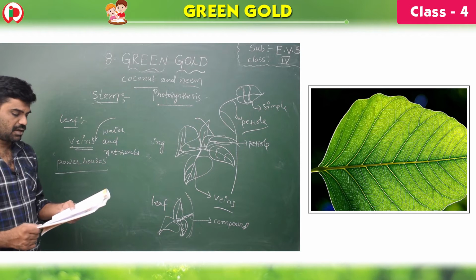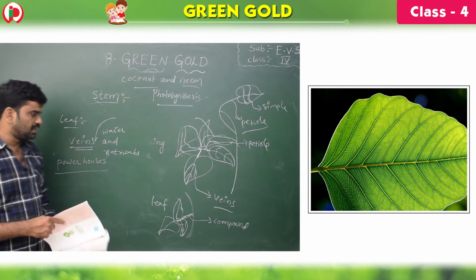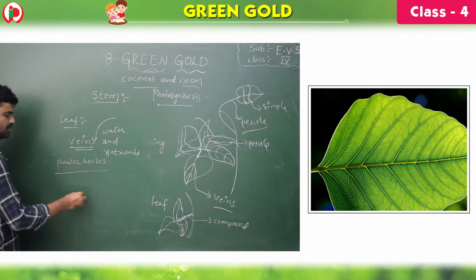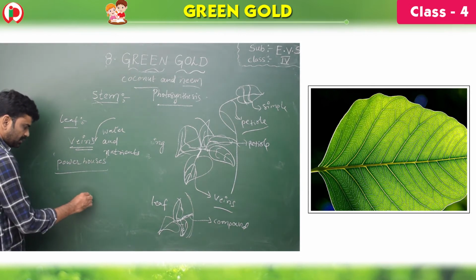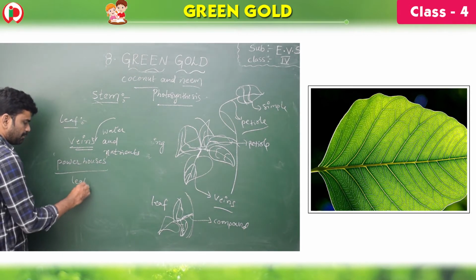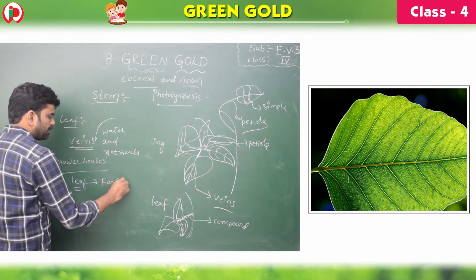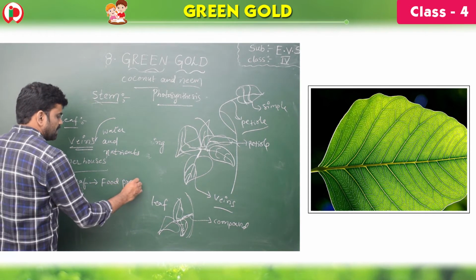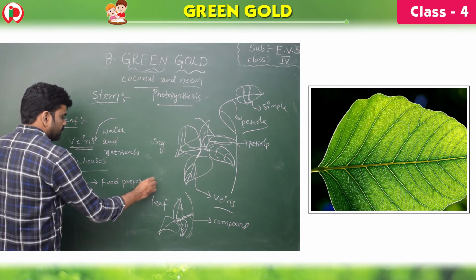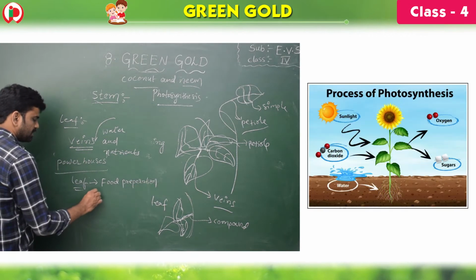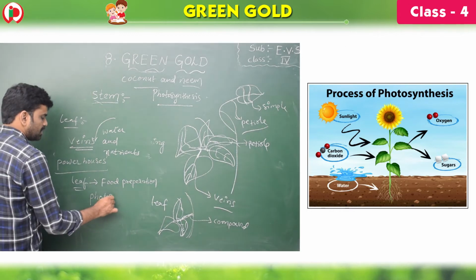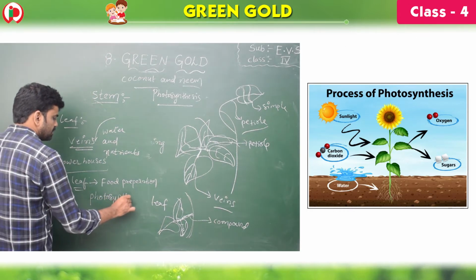This process is called photosynthesis. See, children, these leaves help in food preparation. Food preparation is called photosynthesis.